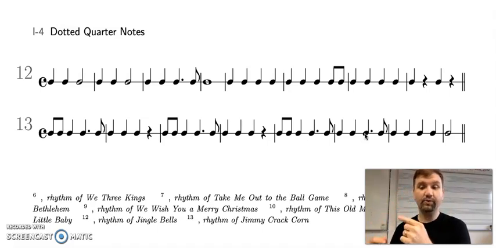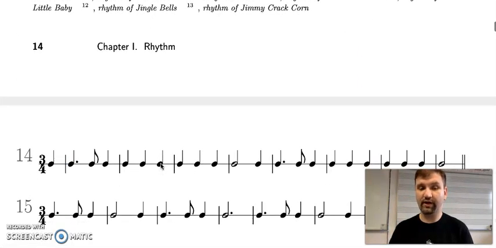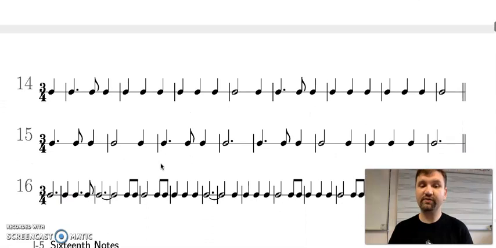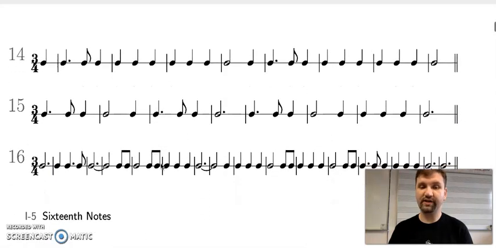3 and. One more time. 3 and. And that gives that upbeat feeling, that off the beat feeling that's so common in dotted quarter note, eighth note pairs. Let's look at a few more examples of dotted quarter notes and eighth notes.